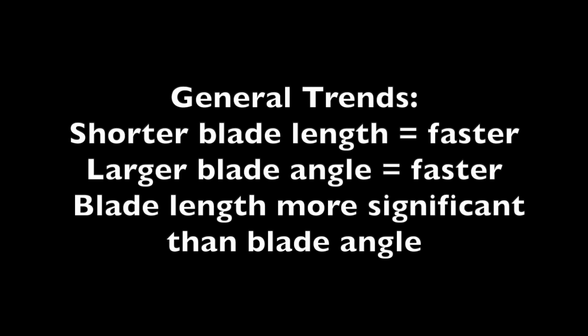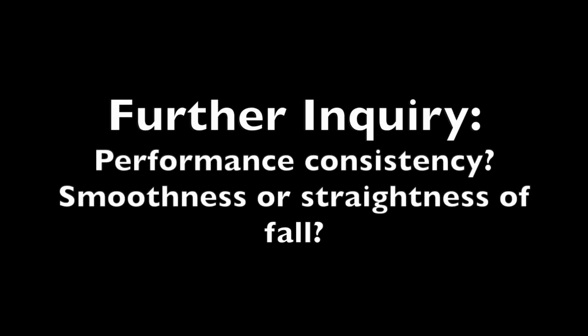Shorter blades helped the helicopter fall faster than normal, while longer blades caused it to fall slower than normal. Blades cut at a larger angle helped the helicopter fall faster than normal, whereas blades cut at a smaller angle didn't really affect the rate at which the helicopter fell. It reached the ground at about the same time as the helicopter with regular blade angles. Overall, it appeared that blade length made a bigger difference in helicopter speed than the angle at which the blades were cut. There are other characteristics besides just speed that make a helicopter's performance better or worse.